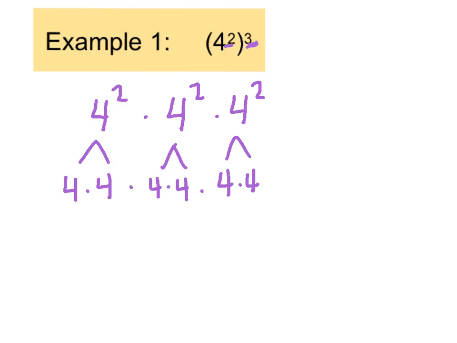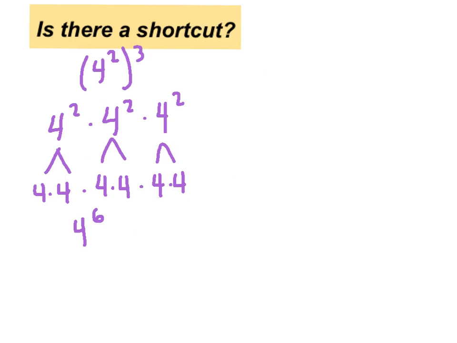What we really have here are 6 factors of 4 that are being multiplied together, which we know we can write as 4 to the 6th power. But is there a shortcut? Now, if I'm asking that question, you probably already know that the answer is yes, there is a shortcut.